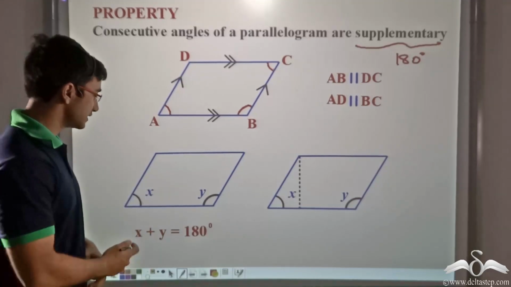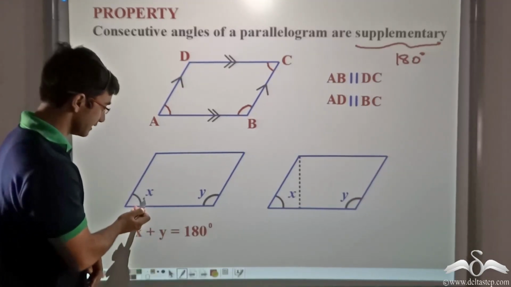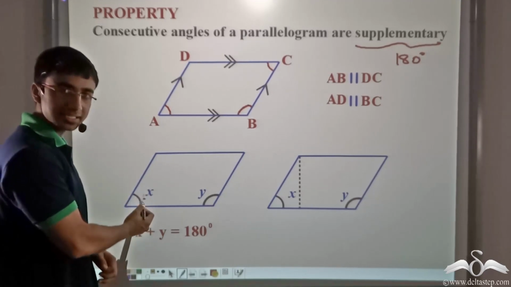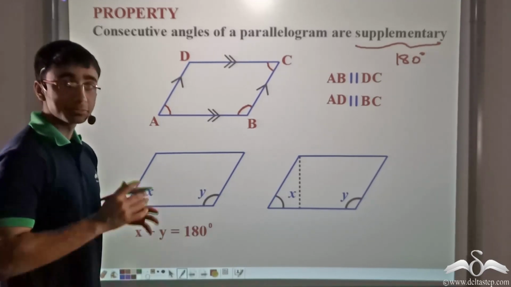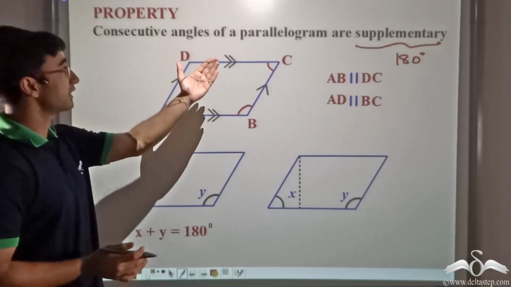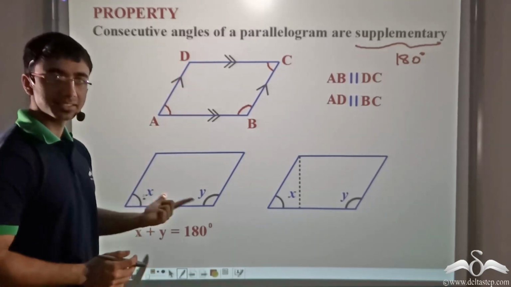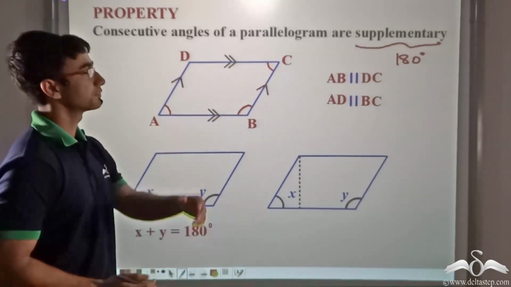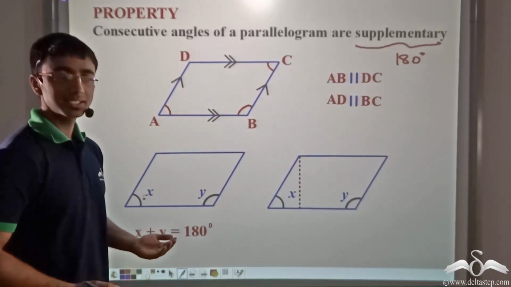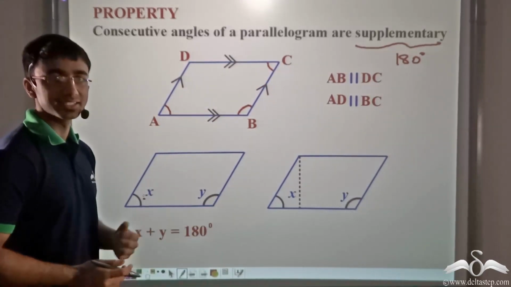So in this case, we have considered two angles. In this parallelogram, we have considered angle X and angle Y. And the property states that consecutive angles, in this case angle X and Y, will be supplementary. So we write X plus Y is equal to 180 degrees.